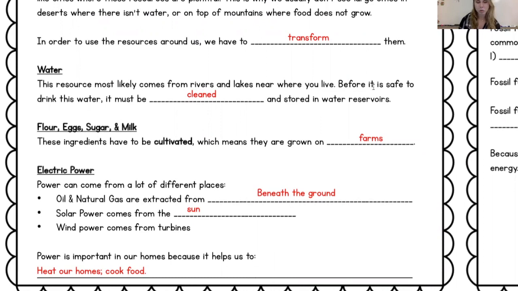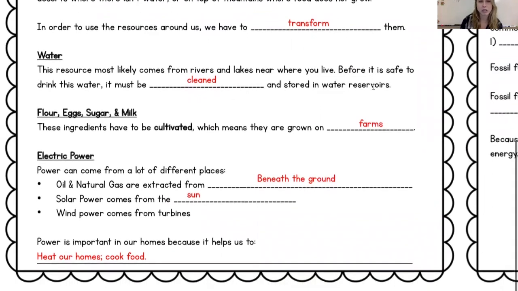Cities and towns used to store water in big towers. Now it's mostly underground or at plants, but that's how it's stored. It doesn't come straight from the river into your house. Could you imagine drinking fish germs, or who knows what could be in that water? So the water must be cleaned. Flour, eggs, sugar, and milk. These ingredients have to be cultivated, which means they're grown on farms.